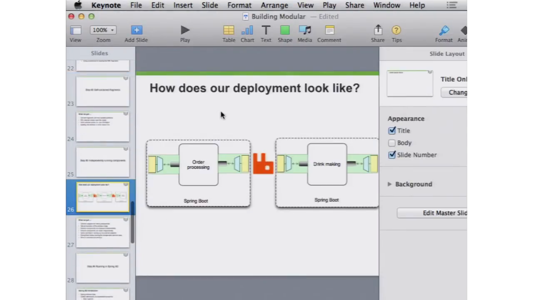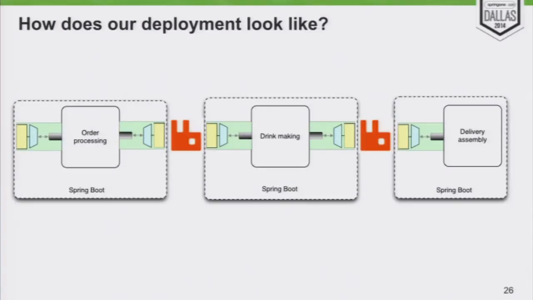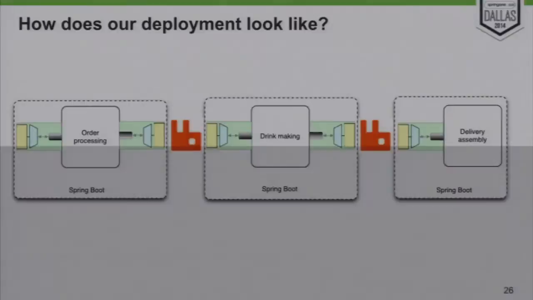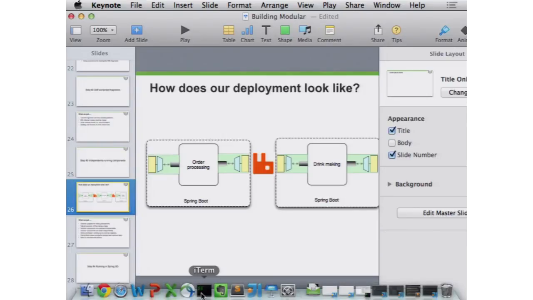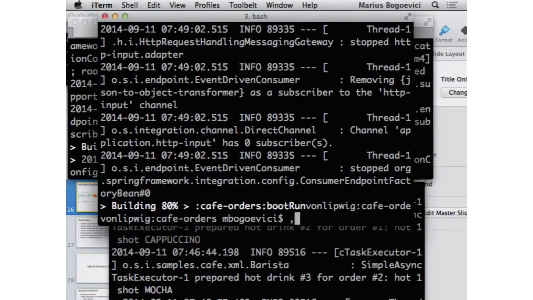Basically, let me just show you a little bit. This is how our deployment looks like in the end. It's 3 different Spring Boot instances, each one of them running a part of the application that talk to each other through RabbitMQ endpoints. And I'm going to launch that just now. And we're going to do something even cooler after that.